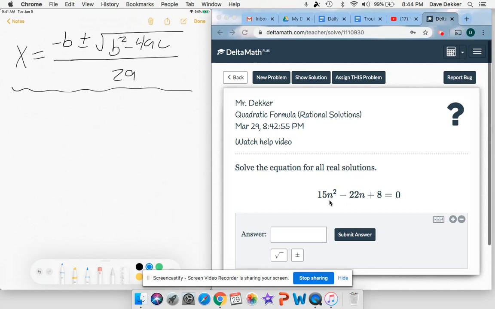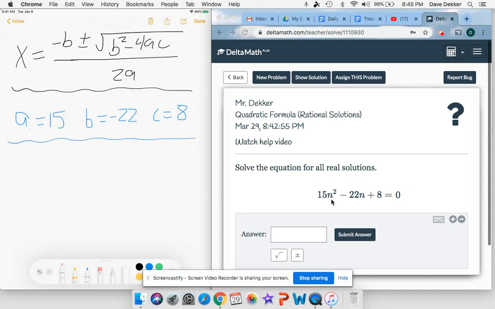Okay, so for this particular problem, it's already in standard form. One side already equals 0. So we know that a is 15, b is negative 22, and c is positive 8. I'm just getting that from the formula. Again, the n's are really x's, what we are used to.